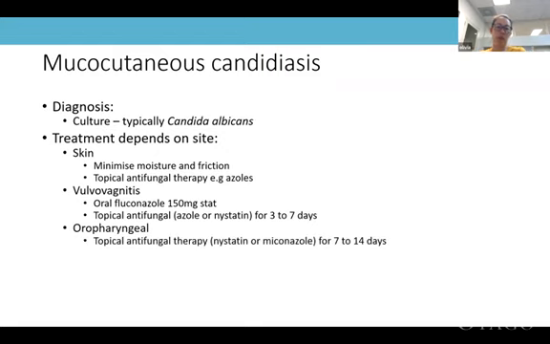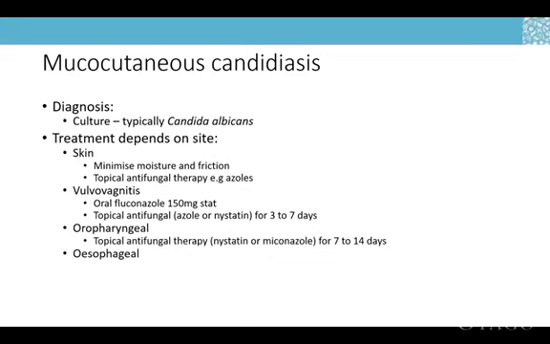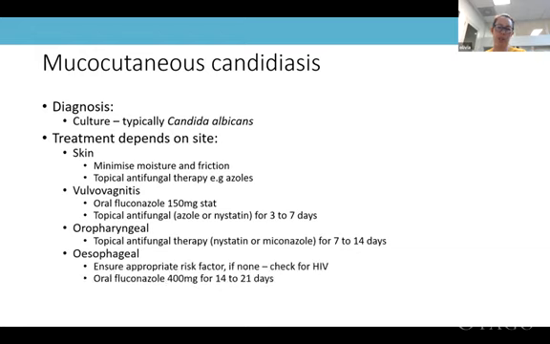Oropharyngeal, so can treat that topically, so you can get nystatin drops or miconazole sort of gel that you can put inside the mouth, and you need to treat that for about 7 to 14 days to get rid of it. Esophageal, I suppose esophageal is slightly different to the other 4, because the other 4 you'd expect to get candida in these places in immunocompetent people, but in an immunocompetent person, you wouldn't usually expect them to get esophageal candidiasis.